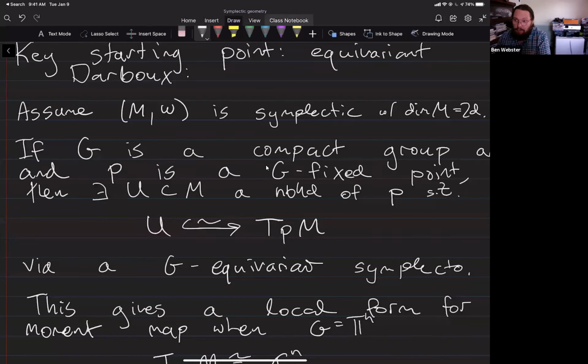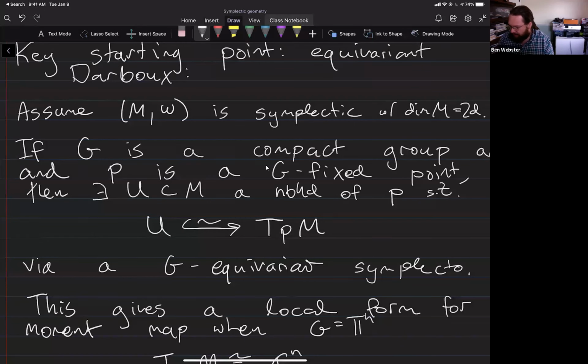The Darboux theorem tells us, just thinking symplectically, that the point has a neighborhood which looks like R^2n as a symplectic manifold. And in fact, rather than say R^2n, it's more natural to say the tangent space to M at that point, which is of course a vector space of the right dimension. That's a symplectic vector space. And our manifold looks locally like the tangent space as a symplectic manifold. And the theorem is, for a compact group, that's true G-equivariantly as well.